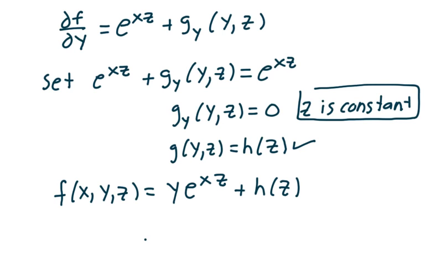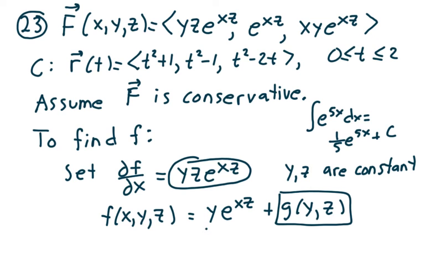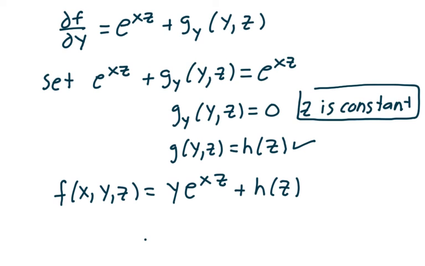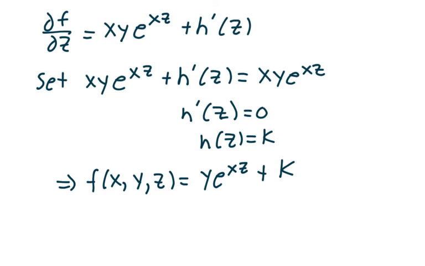Well, that says f of x, y, z is y e to the xz plus h of z. But I've got to get a handle on that h of z. So I'm going to take the partial of f with respect to z. And I get xy e to the xz plus h prime of z. And so that says h prime of z is 0. I'm using the third component to accomplish that goal. h of z is k. And so f of x, y, z is y e to the xz plus k.